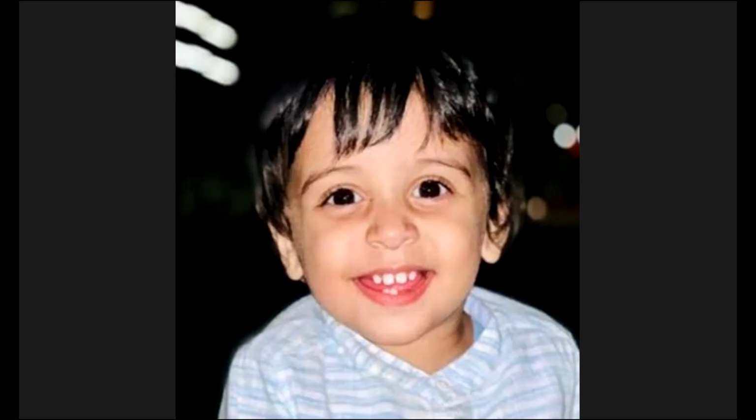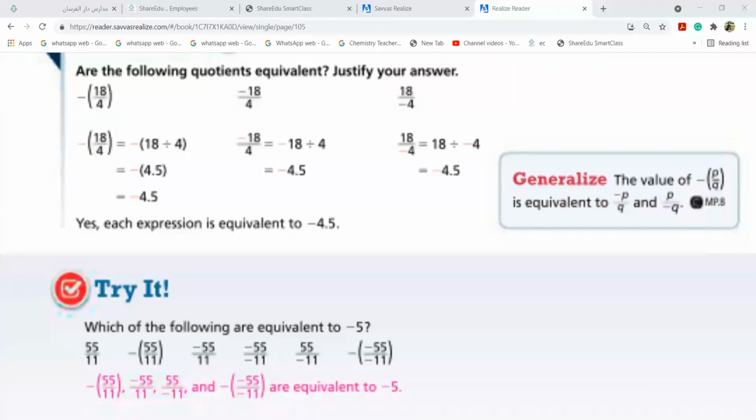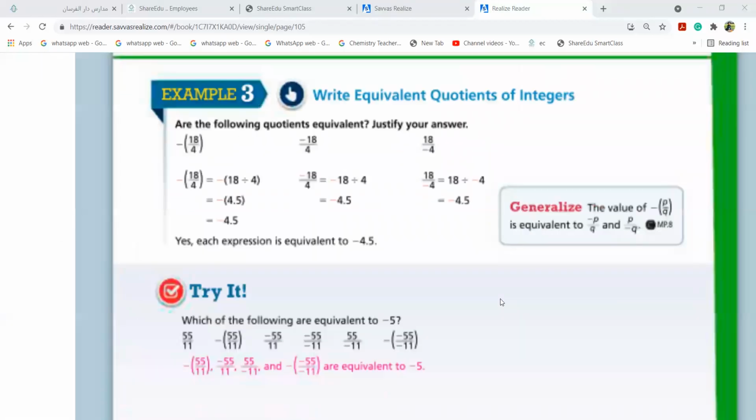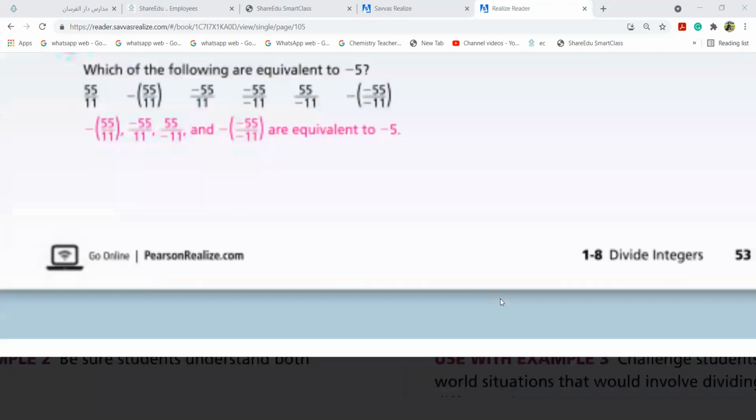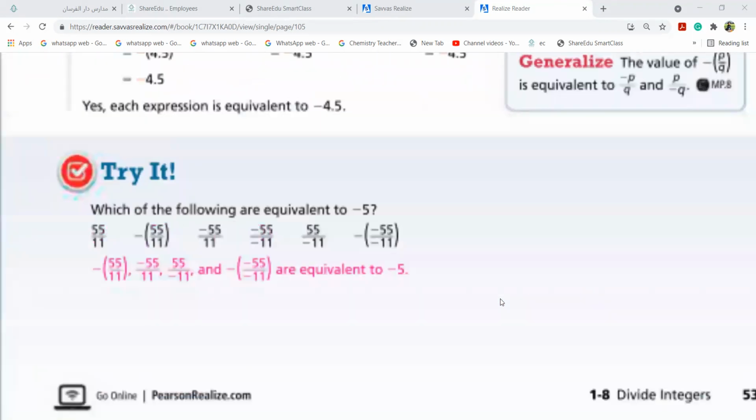So grade 7 girls, let us continue lesson divide integers. Turn to page number 53. It's lesson 1.8, divide integers, page 53.